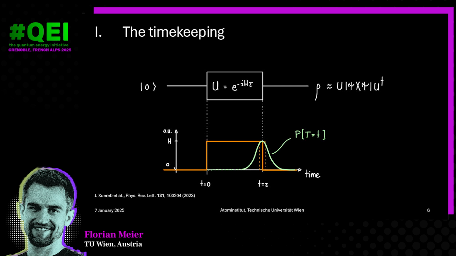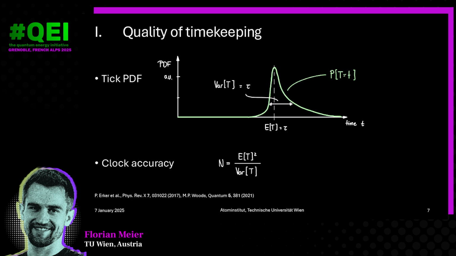In practice, this is not possible, so you're going to miss the right time according to some probability distribution and end up with the wrong result. Now, how we can quantify the quality of our clock is by using the tick probability distribution of our clock, for example, which somehow tells us when the clock ticks.